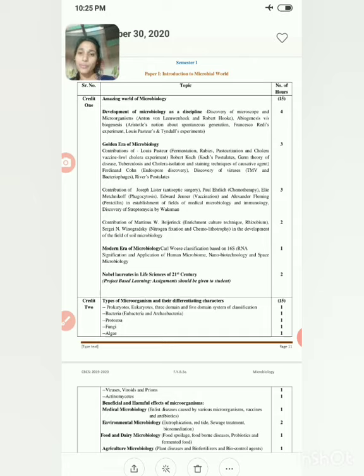Then the next important part in our syllabus is the golden era of microbiology. Why is the name given golden era? Because in this period, vast improvement and development took place in the field of microbiology. Various scientists contributed to the development of the study of microorganisms, and their characterization was done in this period. So, this period is known as the golden era of microbiology.